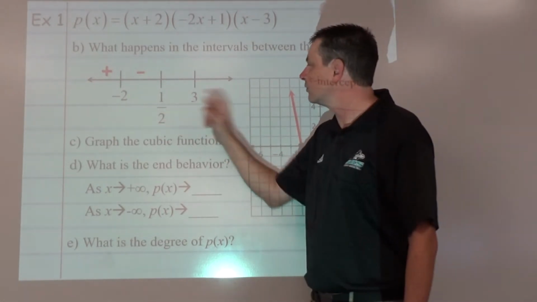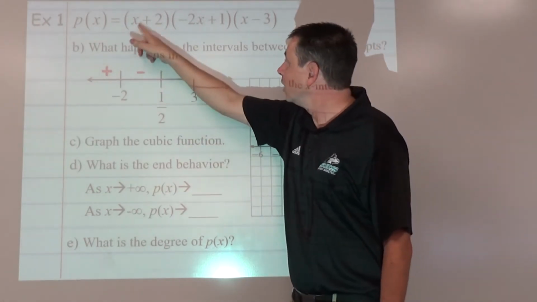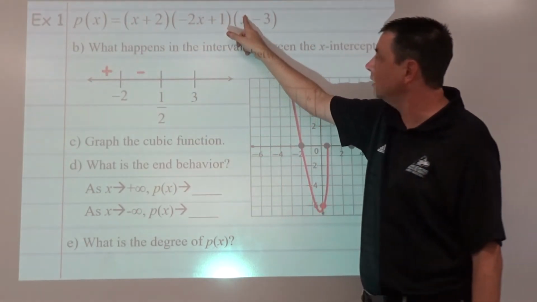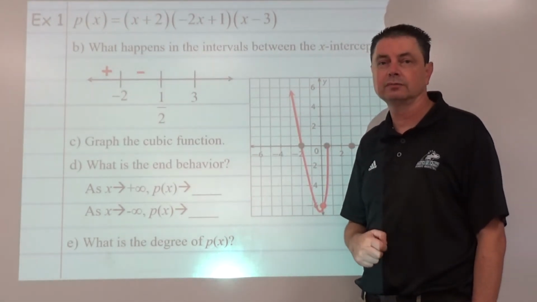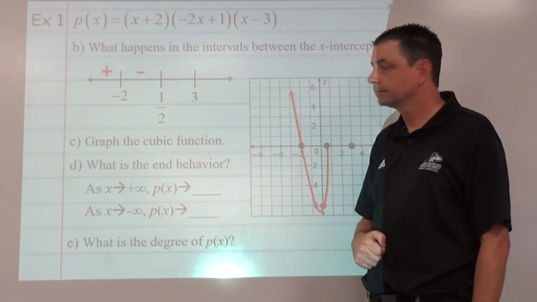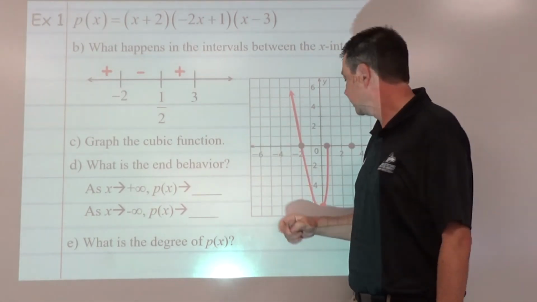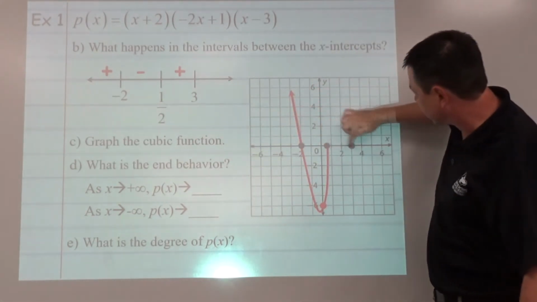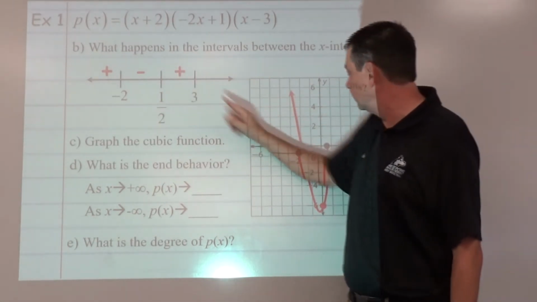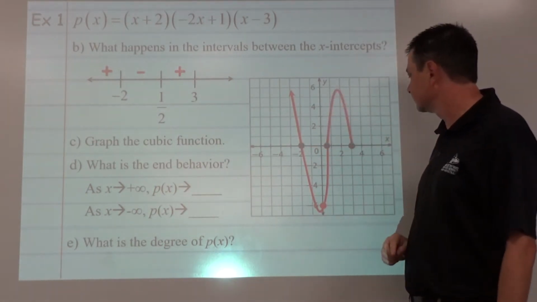How about 1/2 to 3? What can we pick? Kind of like 1. Plug in a 1, plug in a 1, plug in a 1. Use your calculator. Pause here if you need to. A positive number. So between these x-intercepts, we should be above. So above, and then we're going to have to come back to it.